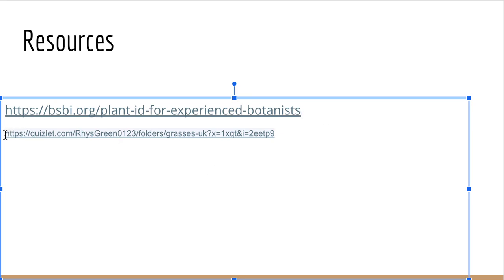I've also done a Quizlet. Quizlet is a flashcard app, and I've done a few on grasses. For example, a few definitions like pedicel, what an awn is, what a spikelet is, different inflorescences, and more will be coming to it as I add later.